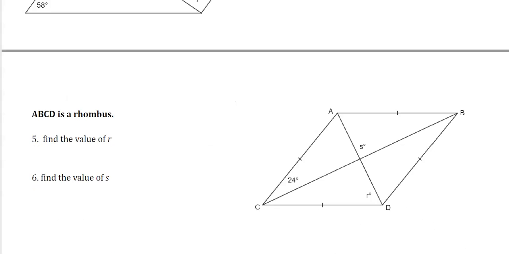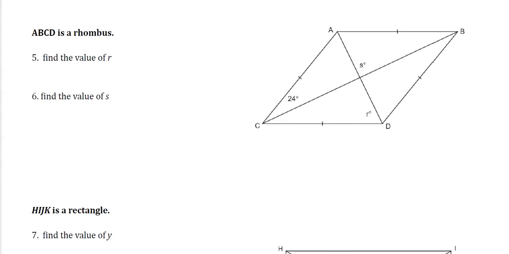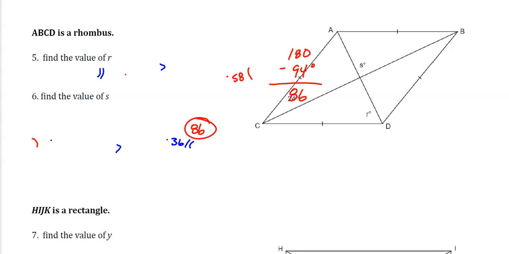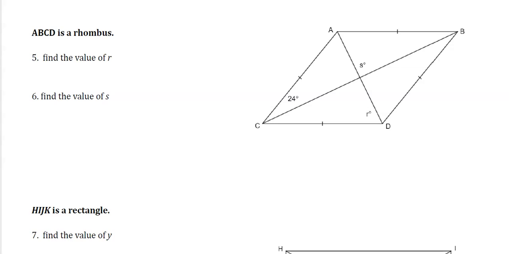Moving right along. ABCD is a rhombus. The big thing about the rhombus that you need to understand is that rhombi, plural of rhombus, have diagonals that are 90 degrees. So that really opens the door. That gives me my S. And then it also allows me to find R because diagonals of a rhombus bisect the angles. So I know this is 24. Now I have 90, I have 24, I can make it equal 180. So 90 take away 24 is 66. So there is R.